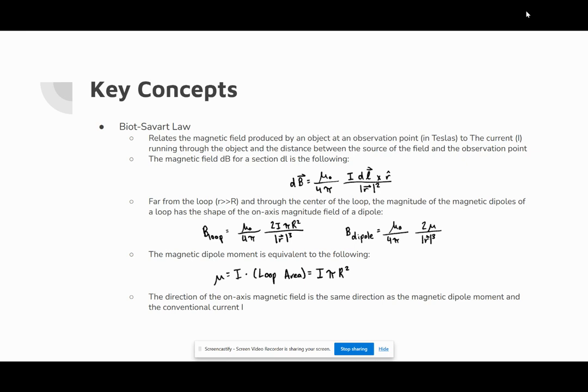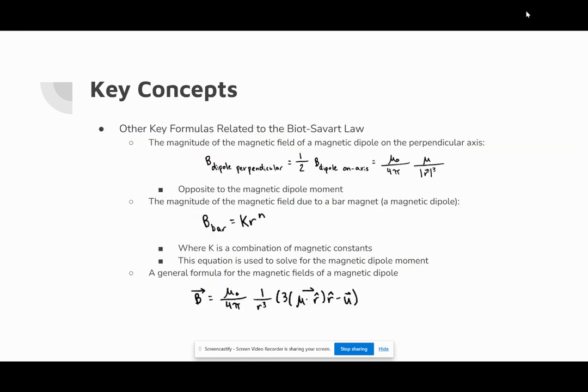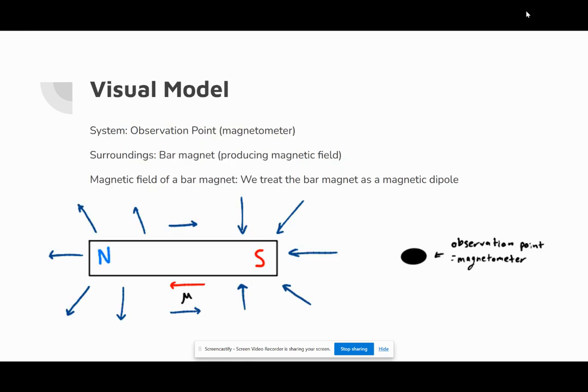And to note, the direction of the on-axis magnetic field is the same direction as the magnetic dipole moment and the conventional current I. For our other key formulas, we use the magnitude of the magnetic field of a magnetic dipole on the perpendicular axis, which was opposite to the magnetic dipole moment, the magnitude of the magnetic field due to a bar magnet, and a general formula for the magnetic fields of a magnetic dipole.